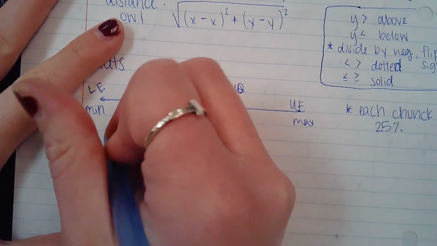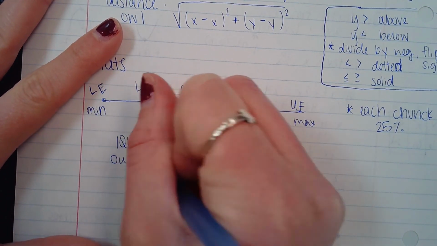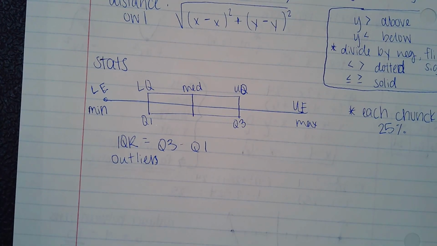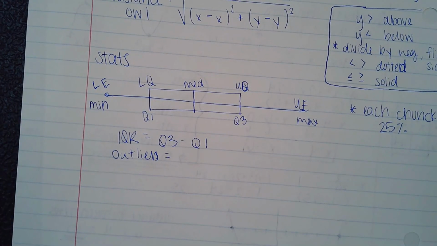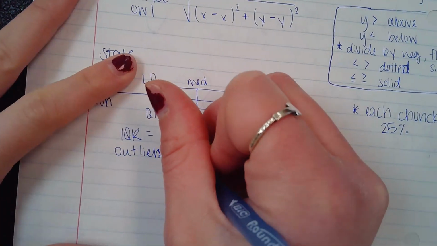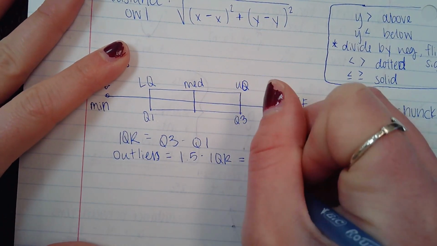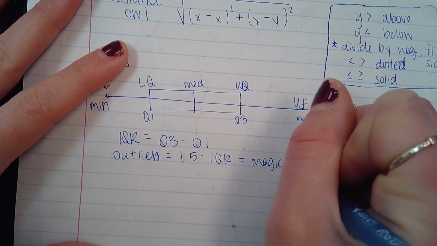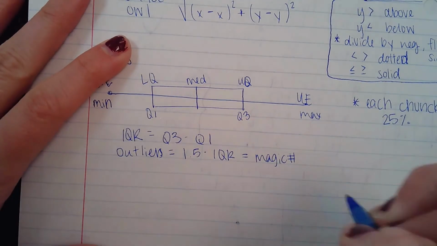To find outliers, first off, do you remember what outliers are? The numbers that are way too high or way too low. Exactly. There's a formula that helps us find those. Do you recall what that formula is? That's 1.5 times your IQR. Remember we called that the magic number? We take that magic number, add it to Q3, that gives us the upper fence. We subtract it from Q1, that gives us the lower fence, and we see if anything falls outside of those boundaries.